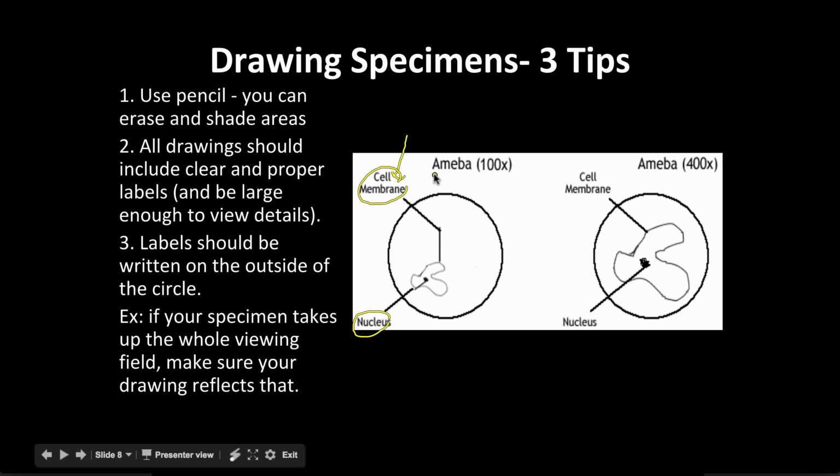When you do label it, you should also make sure you're writing what it is you're drawing a picture of and at what magnification. If your specimen takes up the whole viewing field, make sure the drawing does reflect that. So we're going to practice drawing at a couple of different magnifications.